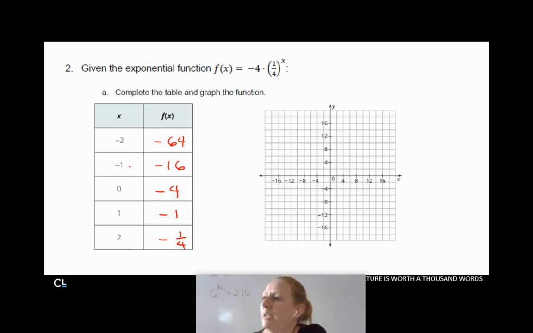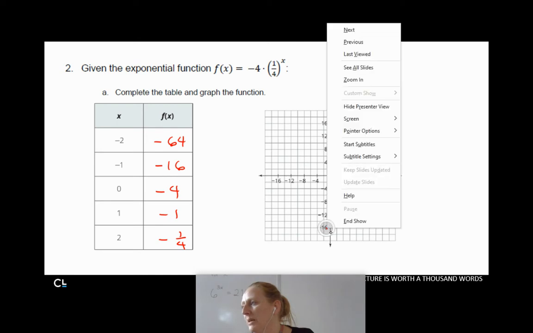I'm going to work with the ones I can make work. So -1, -16. Please notice we're counting by 2's on this graph. So -1 is only this far. And of course, -16 is all the way down here. So make my little dot.